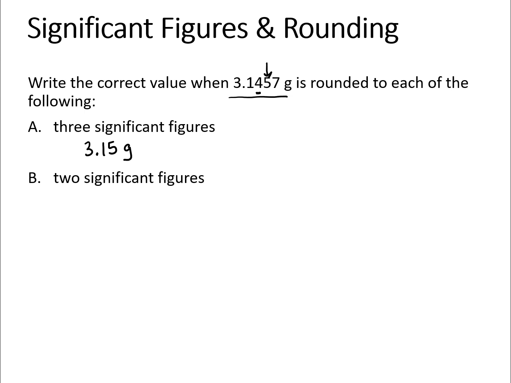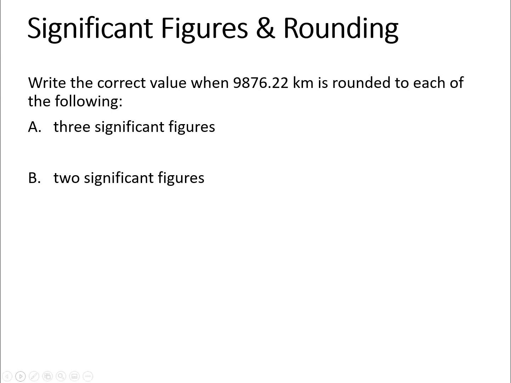What about the second one? 2 sig figs. We'll do that in a different color. This time the 1 is the last retained digit for 2 sig figs. And we're looking at the 4. That's 4 or less, so we're just going to keep the 3.1 and toss everything else out. Let's try another one.